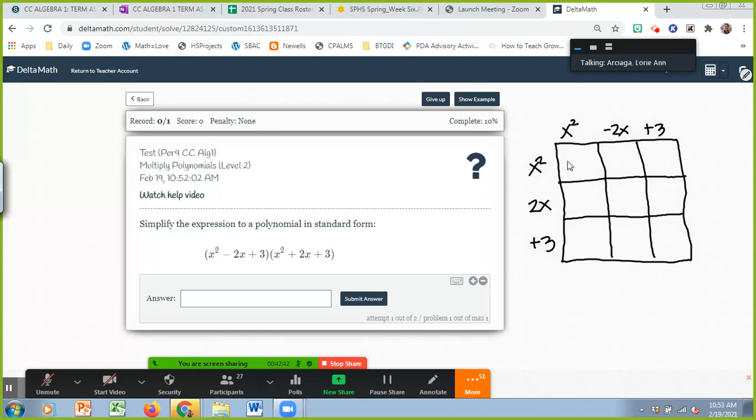So this will be X. X to the fourth power.